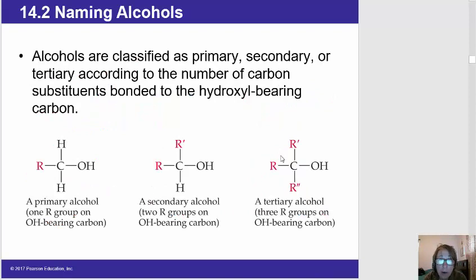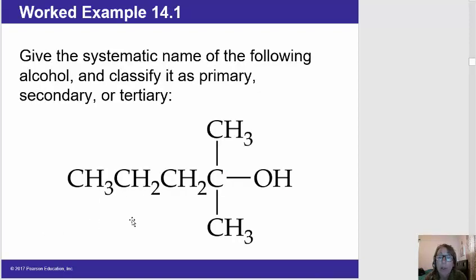A tertiary alcohol: the carbon that is bonded to the hydroxyl group does not have any hydrogens bonded to it. Instead, it has 3 carbon-containing groups bonded to it. So if we look at this example here, the carbon that is bonded to the hydroxyl group is bonded to 3 other carbon-containing groups. It has no hydrogen bonded to that carbon that is bonded to the hydroxyl, so it is a tertiary alcohol.